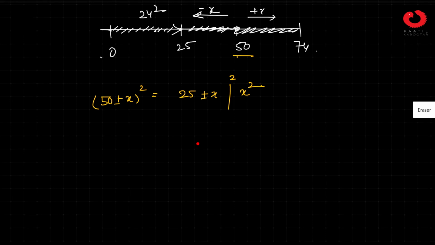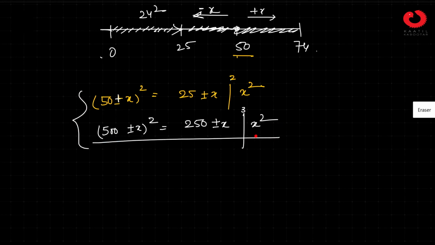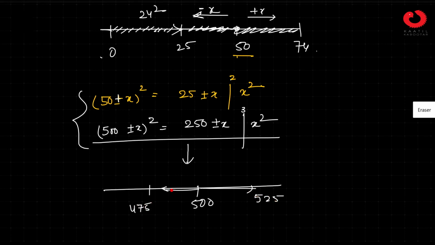Now I will ask you to use the same logic of derivation that I have just explained to its next digit, that instead of 50, if I write 500 plus minus x, it will be the same thing, it will come as 250 plus minus x, but instead of 2 it will come as 3 and x square. So this formula will allow us to write the values as 500 plus 24 minus 24, meaning in the range of 475 to 525 you can write the squares of all values. Fine, I hope this is clear to you. So we have learned one thing.